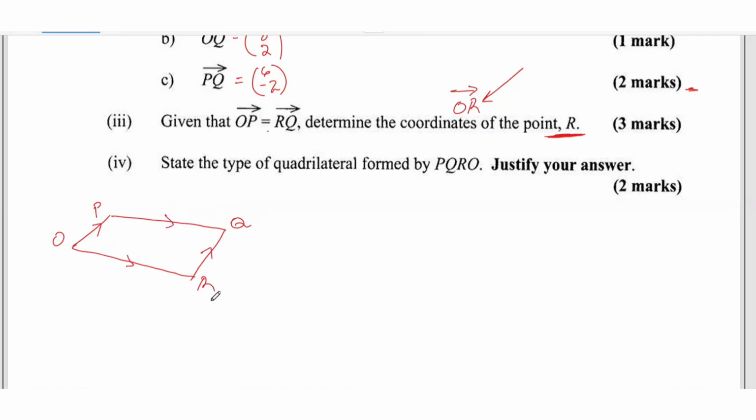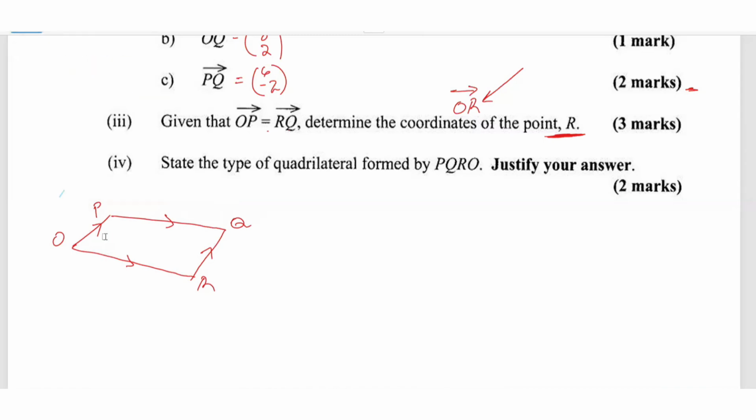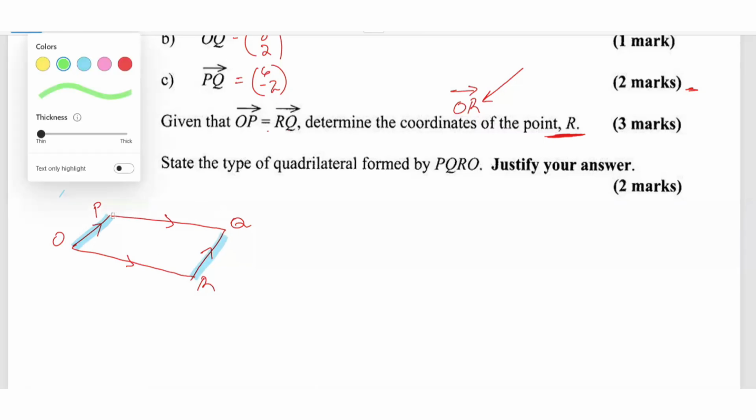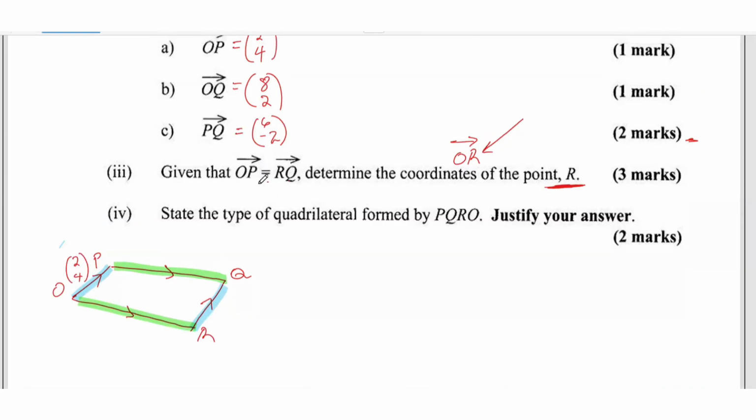Now, if I'm going to determine what kind of quadrilateral, I need to look at each side that I have, like each vector. For example, we need to compare these. Look to see what I have. I'm going to do some quick comparison. So I'm just going to drop these on, and then we look at it. OP was actually 2, 4. Right? We have OP as 2, 4. RQ was the same. It's 2, 4.